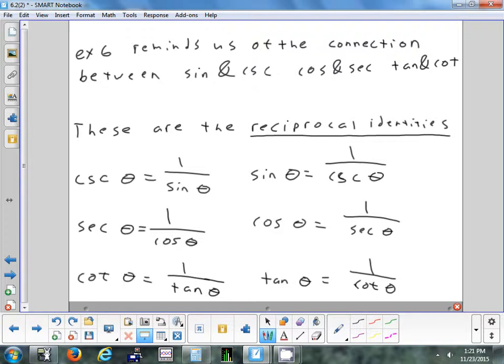All right, so these are called the reciprocal identities. If you flip sine, you get cosecant. Flip cosine, you get secant. Flip tangent, you get cotangent. Now, if you flip them again, you change it back to what you started. If you flip cosecant, you get sine. Flipping secant gives you cosine. And flipping the cotangent gives you tangent.